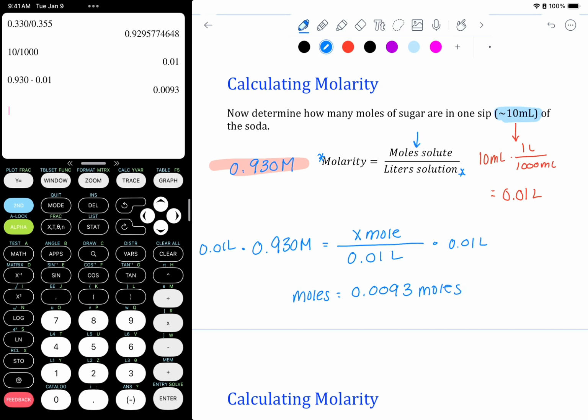And we have 2 sig figs from our volume, 3 sig figs from our molarity, therefore we're going to use 2 sig figs for our final answer. Final answer of 0.0093 moles for our moles in 1 sip of soda.